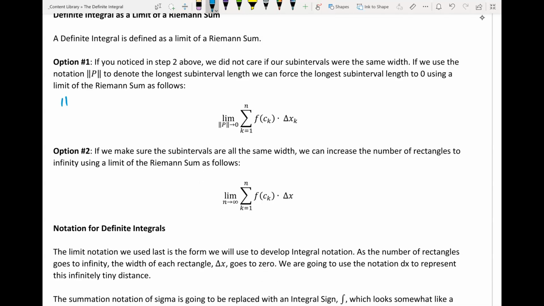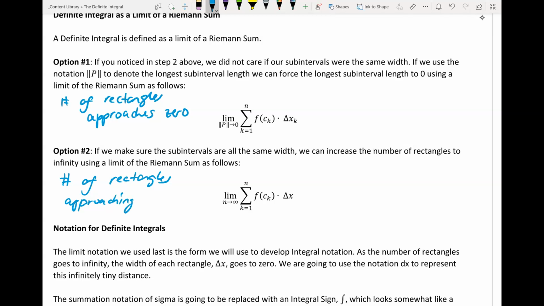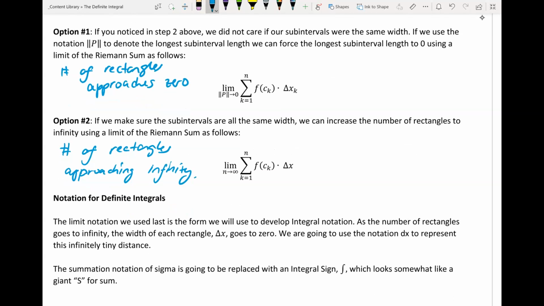So this is the length of the longest subinterval as it approaches 0. And this is the number of rectangles approaching infinity. Are we going to use these much? Not in particular, but you should be aware of them and understand what it's saying.